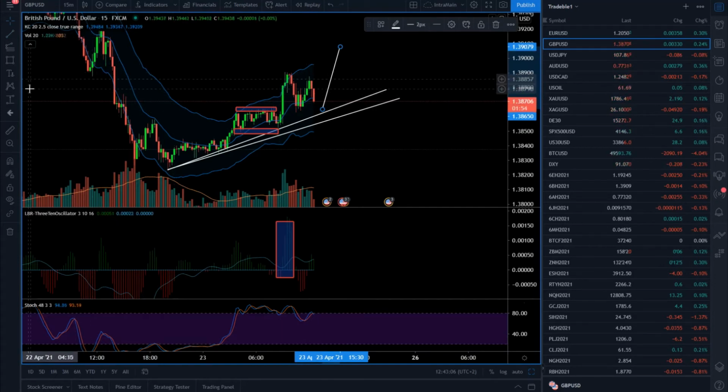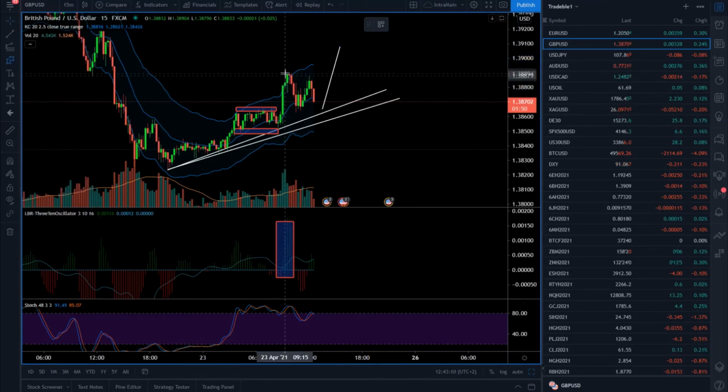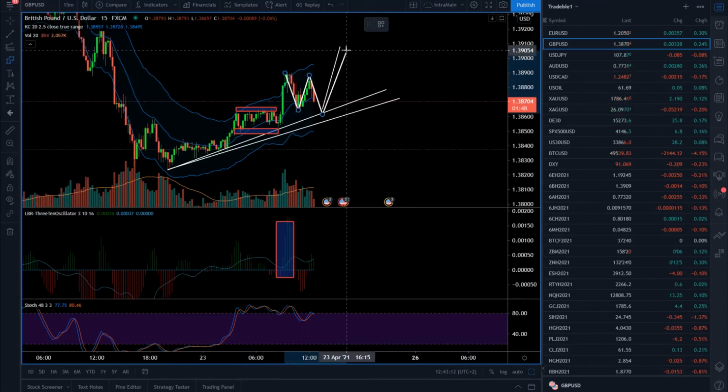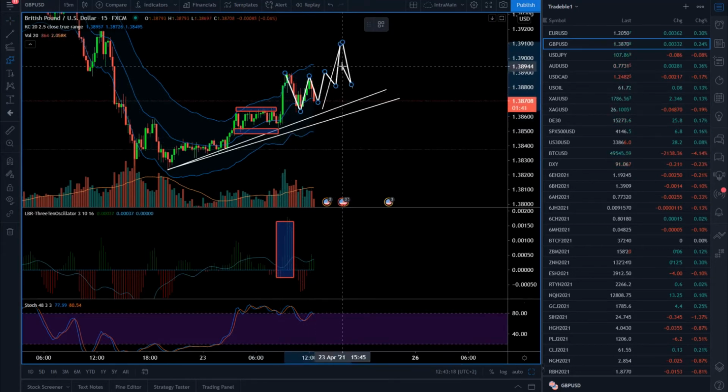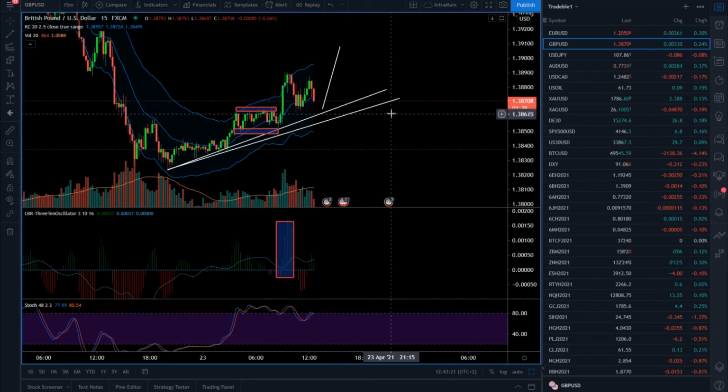We will maybe have the ABC move like this and then potentially up, or we'll just go for this pullback and then continue more upside. We'll find out, but I do expect, and I suggest you watch for buying opportunities on the dips on this currency pair.